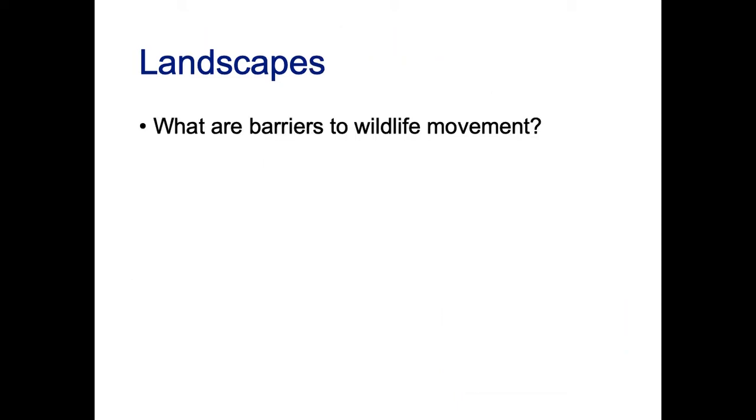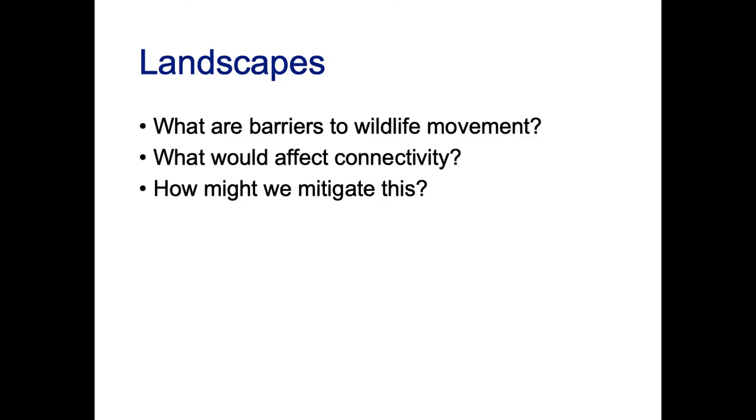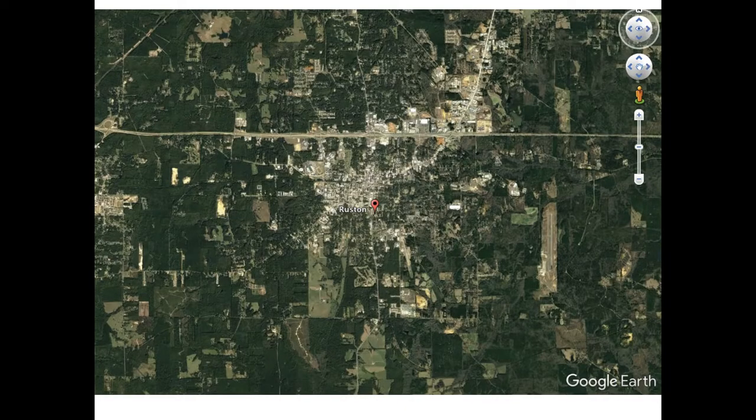So I'm going to show you a couple. We need to think about what are barriers to wildlife movements on our landscapes? What could affect connectivity? How could we change this? So this shows kind of the landscape around Ruston. You can see that there is a lot of forest, but it's kind of fragmented. We have little patches of forest, and then some other types of areas. We have a really big barrier, and that is I-20. But there are other roads that also could be barriers depending on what kind of species we're thinking of.